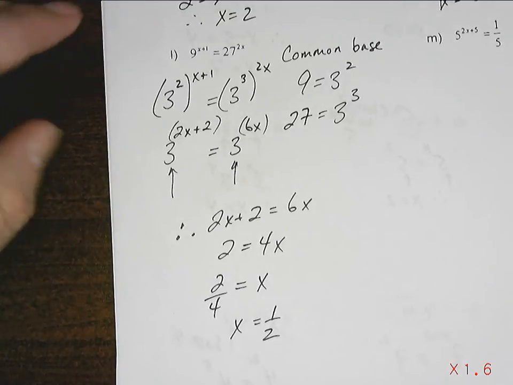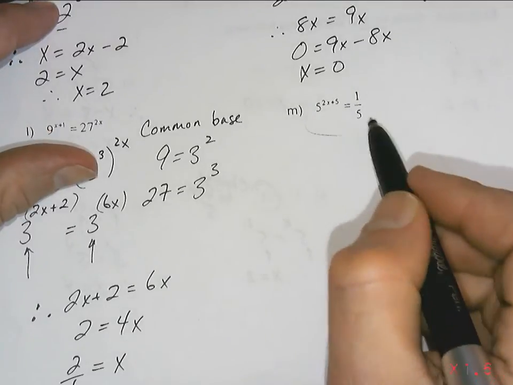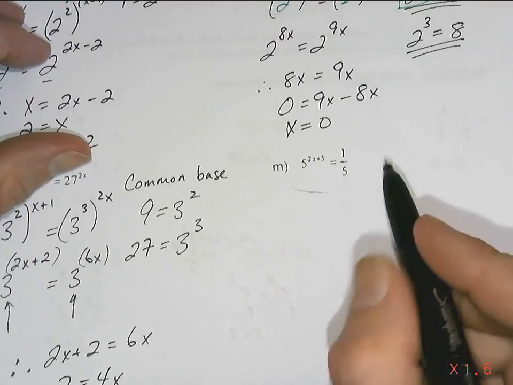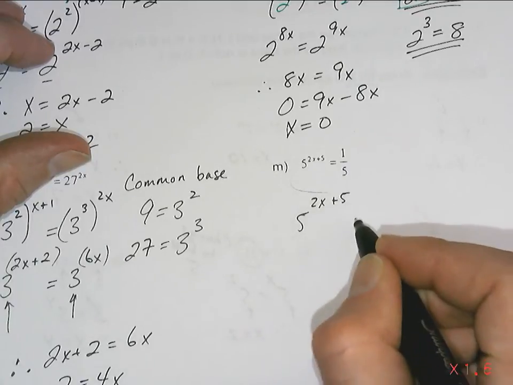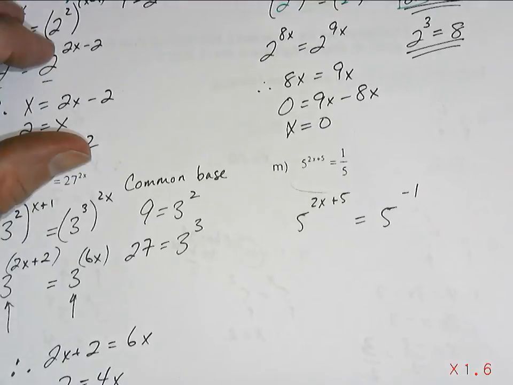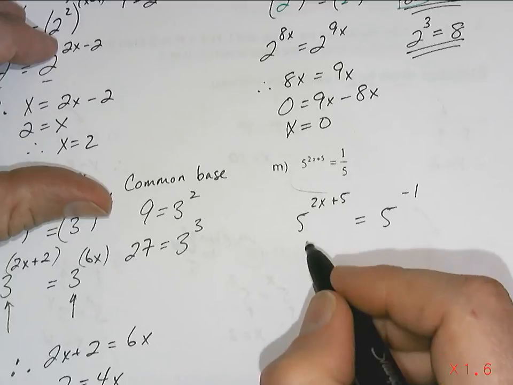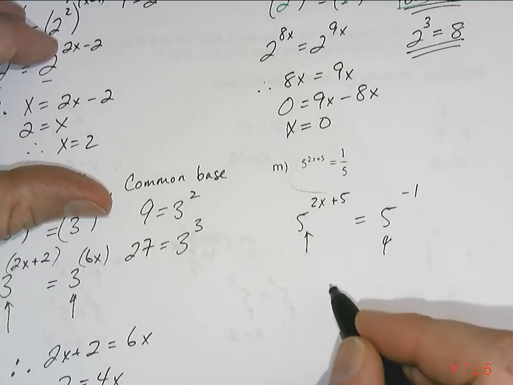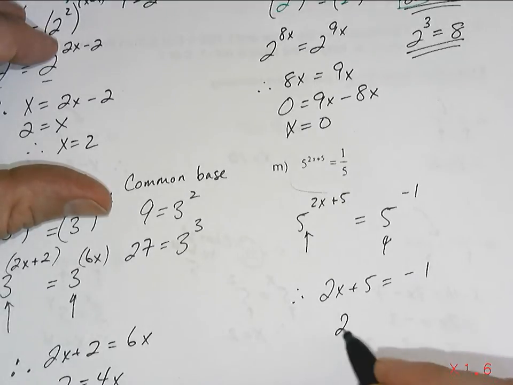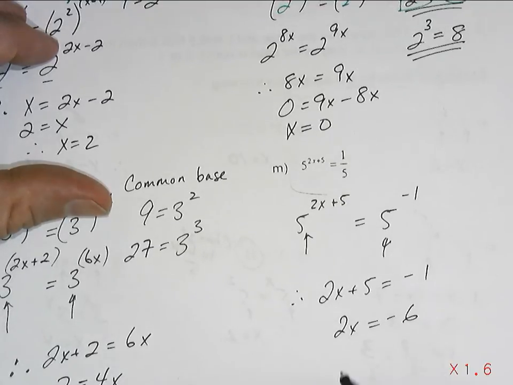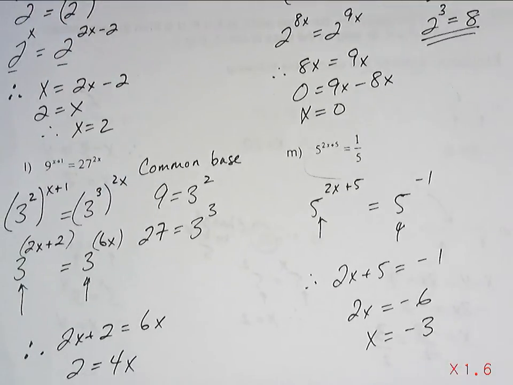And the last one that I need to do before you've got some work to do is m. I need to change these to the same base. Tricky, tricky, tricky. I can change this very easily to base 5 as 5 to the negative 1. Oh, you're saying, yep, exactly. So now you've got the bases are the same. The exponents must be equal. It's a logic statement. So 2x equals negative 6. x equals negative 3.